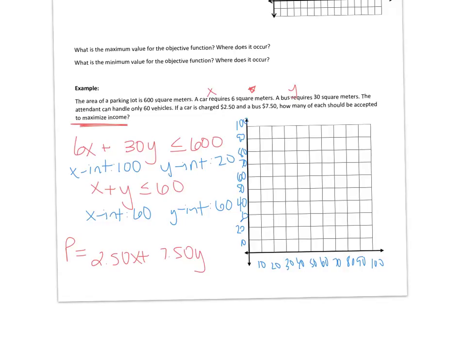So I have an x-intercept of 100 and a y-intercept of 20. Now I want this line to be as close as I can get it. I want it to look good. And so I'm just going to try to draw that as straight as possible.